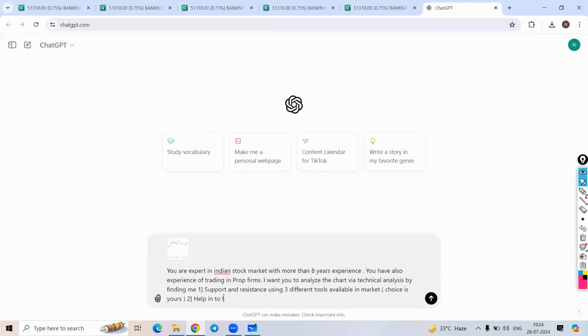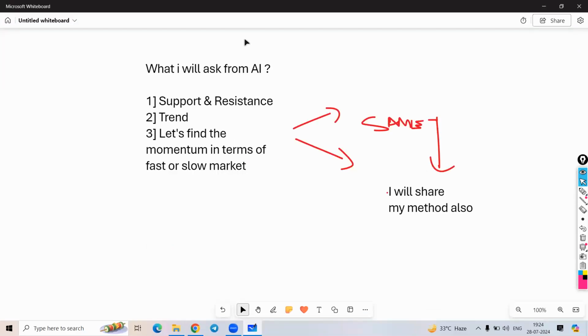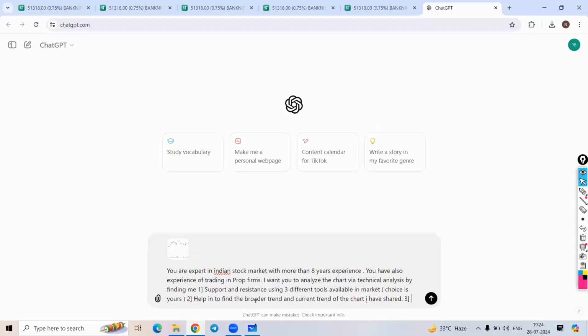Help me to find the broader trend and current trend of the chart I have shared. Fine. Number three. What is the number three? Anyone, any suggestion? Number three, number four, any quick suggestions? Two things I've already taken: predicting for the next day. We have to do it from the data points we are getting. Anything else you want me to write here? Support, resistance, broader trend, current trend of the chart.